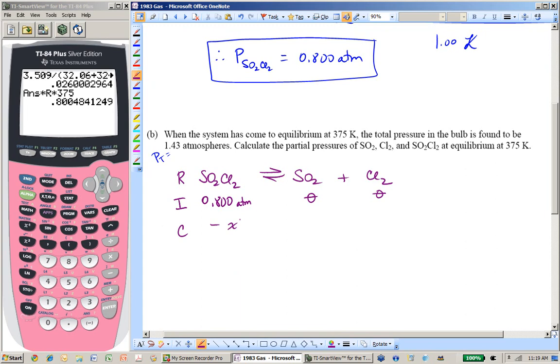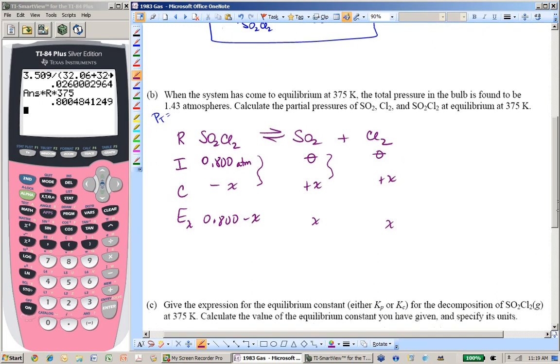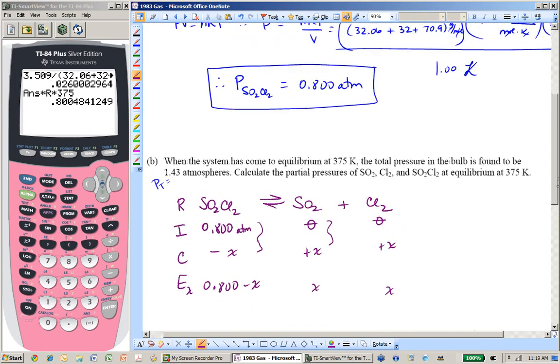Resistance is futile. Since this is a 1-to-1-to-1 stoichiometry across the board, say a little prayer of thanks for that. I'm going to lose some of this as it reacts, and for each one I lose, I make one each of those. So there is my change. My E line in terms of X is 0.800 atmospheres minus X. Just adding these two lines together, I get X, and I add the next two, and I get X. All right, so what do I know?